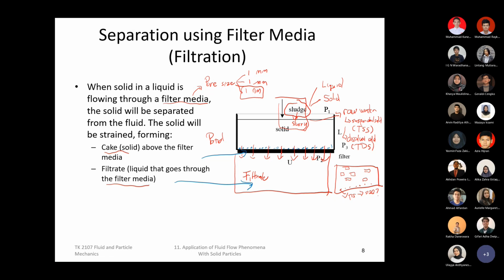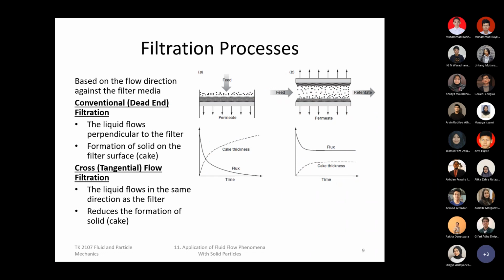But nowadays the configuration and the type are becoming more and more advanced, as we will discuss in the next slide. Based on the flow direction against the filter media, there are two main types of flow direction. Please have a look and carefully see what the difference is, and the advantages and disadvantages of each type. The first one is called conventional filtration. It's called dead end. So it's similar to what's illustrated in the previous slide.